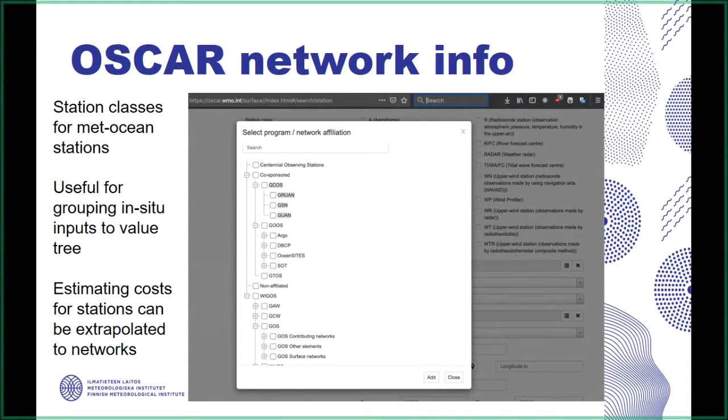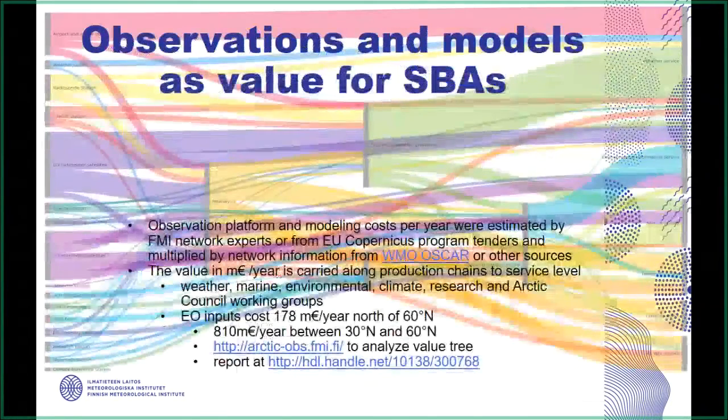So we did some estimation of what one station of each type would cost, and then we could extrapolate the whole thing to the value tree. This is how it then looks.